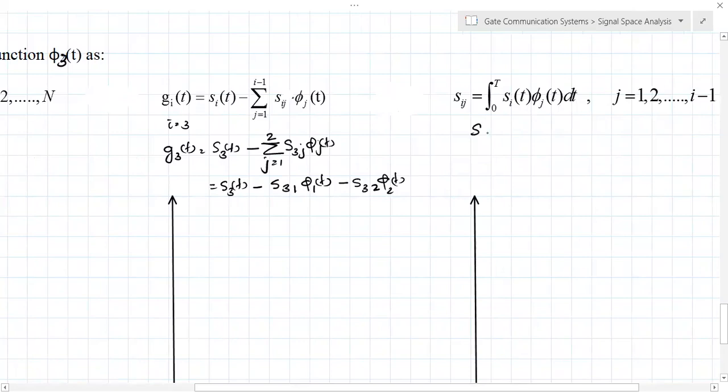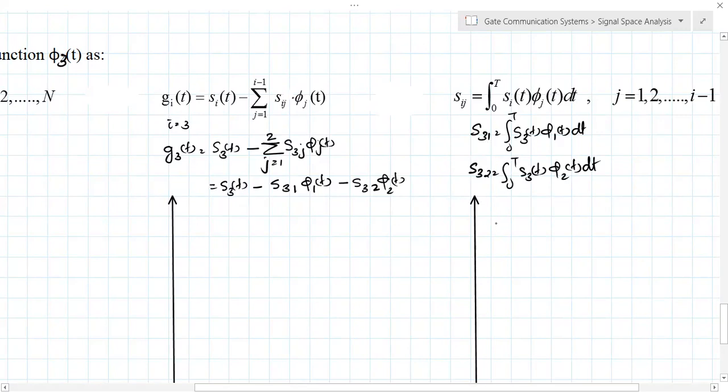So first we can write s31. s31 is equal to, by using this particular formula, the integral from 0 to t of s3 of t into phi 1 of t. This is one equation for the s31 coefficient, and for s32 it becomes the integral from 0 to t of s3 of t into phi 2 of t. So now we need to evaluate these two coefficients. In order to calculate s31, we require s3 of t.